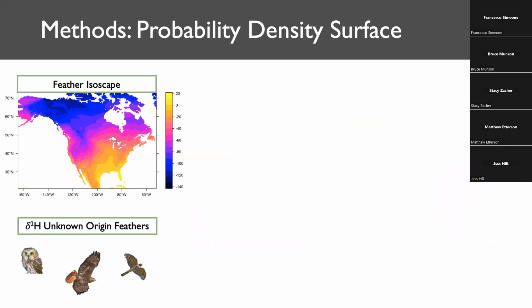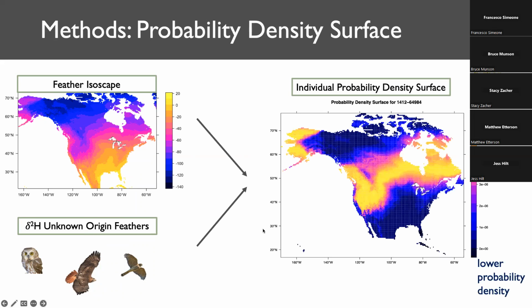So then we wanted to actually create maps of where those unknown birds were coming from. To do that, we took our feather isoscape that we created from precipitation and known origin individuals, and then we took those individuals from the 2020 season with their unknown origin and used some statistics, which I'm not going to get into the details of, but I'm happy to talk with you later if you want to hear more about that. And created these probability density surfaces.